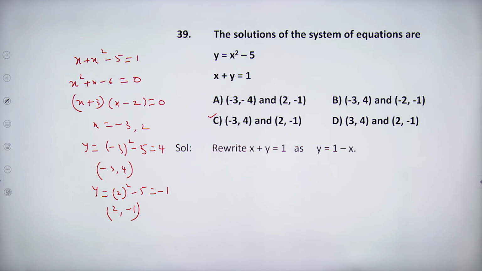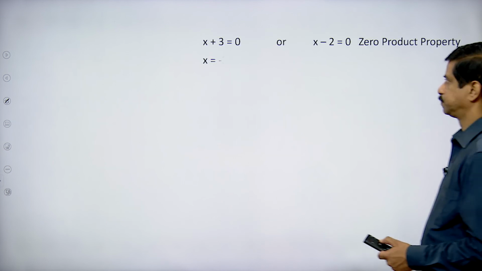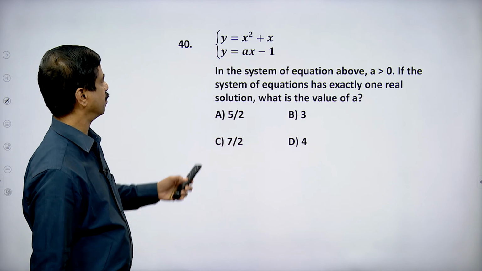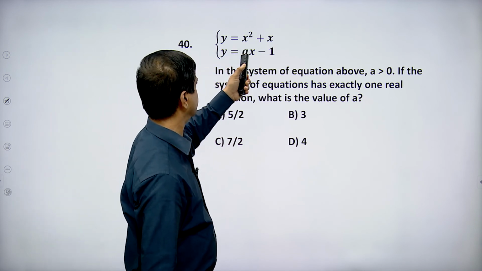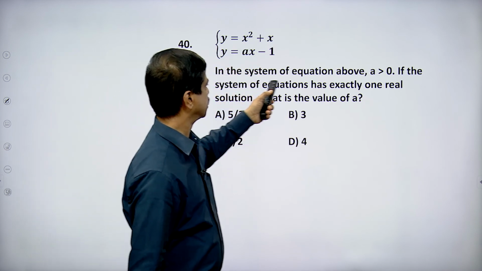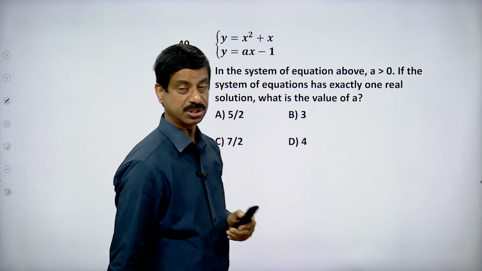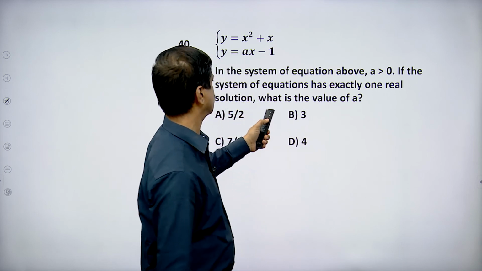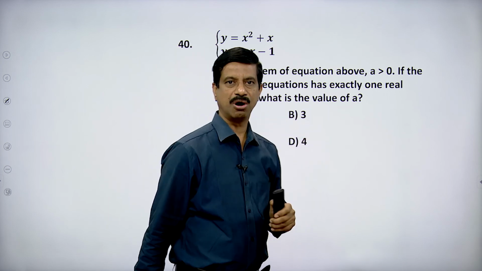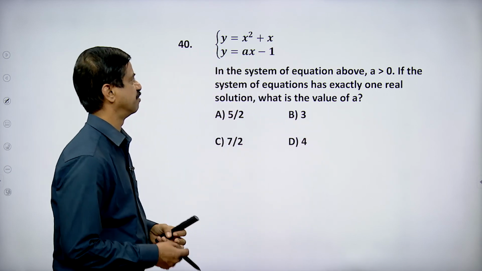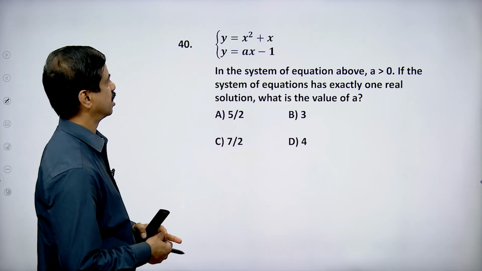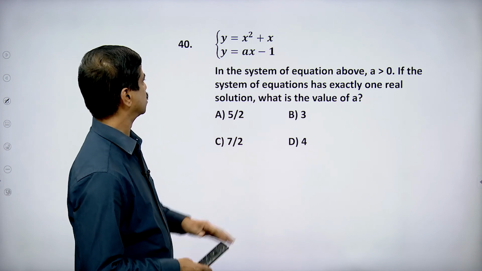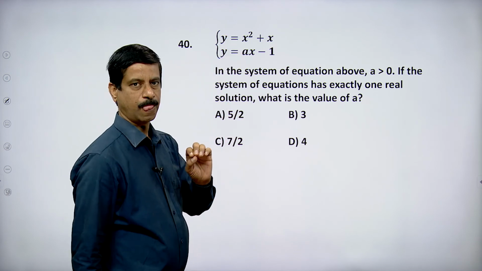Okay, students, let us go to the next question. Now you see y equal to x square plus x, y equal to ax minus 1. In the system of equations above, a is positive. If the system of equations has exactly one real solution, what is the value of a? We should find out the value of a. He says exactly one real solution. So it has only one real solution.